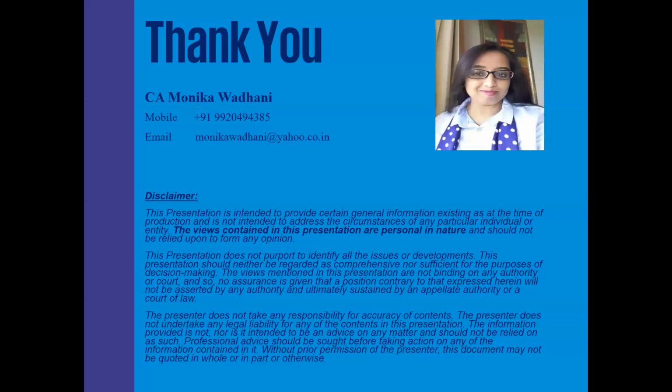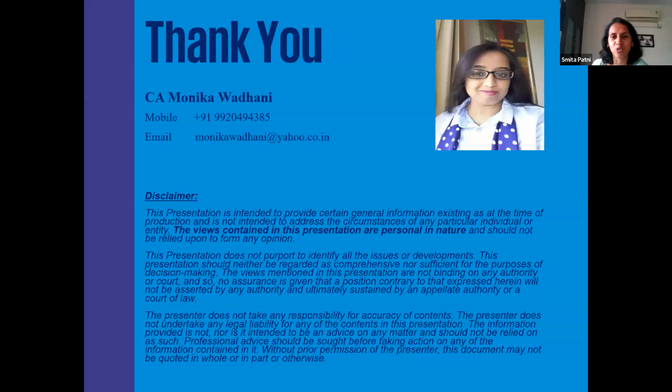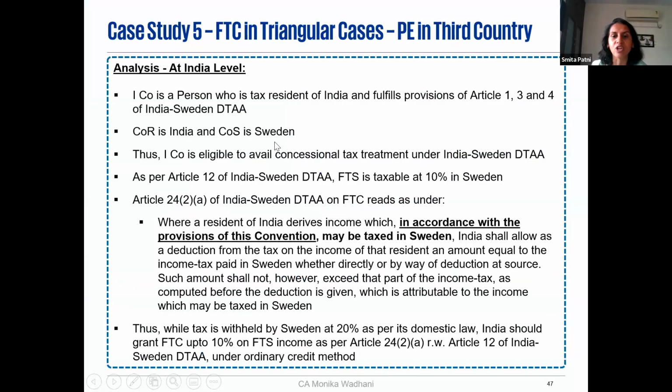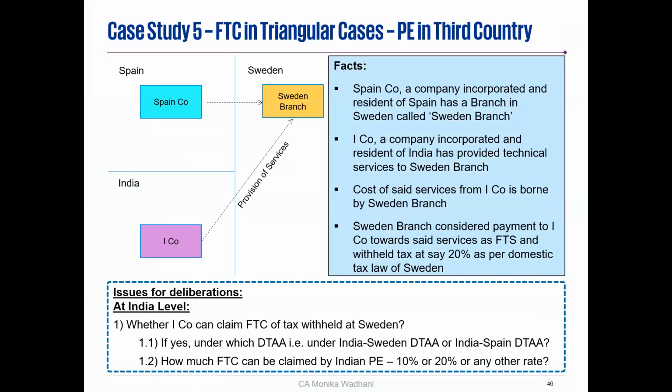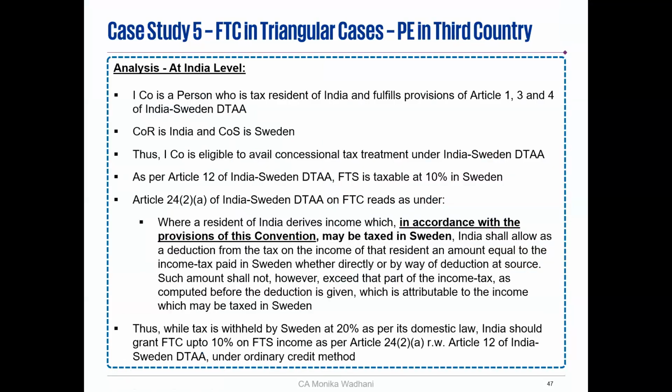Before I hand it back to Sushil sir, I have one last question from a participant. In case study 5, the withholding tax is not in accordance with the treaty. Earlier, you had mentioned that if withholding tax is not in accordance with the treaty, then FTC may not be available. However, in the case study, FTC is allowed up to the 10% treaty rate. Can you please elaborate on this? Can you just say in case study 5 which particular slide?